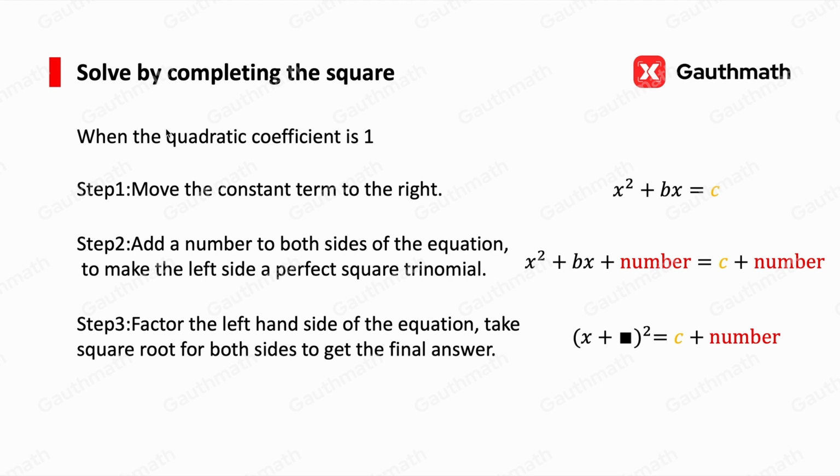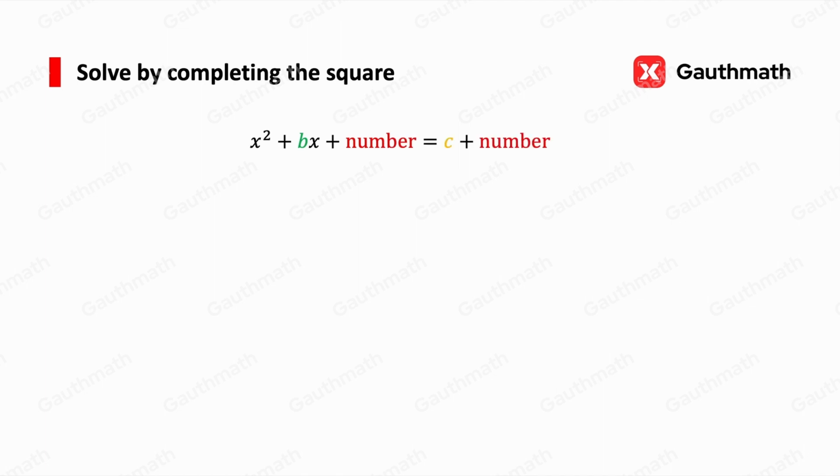Okay, so the most important step is our step 2, as we have to find a proper number to make a perfect square trinomial. So what is the number? And I will tell you that the number is our linear coefficient divided by 2 and then squared.